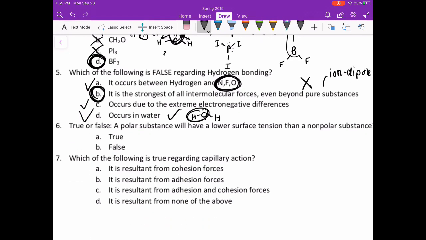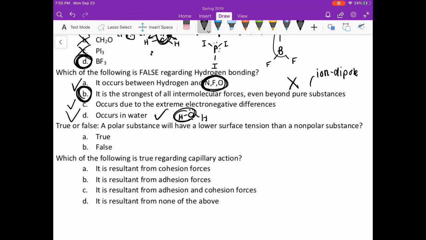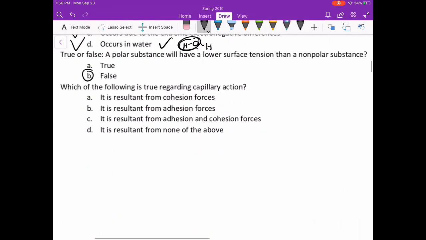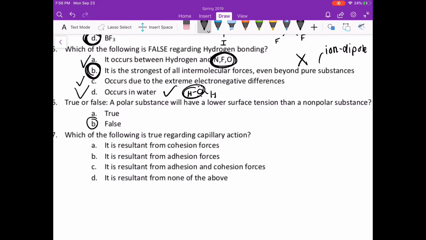But 6, a polar substance will have a lower surface tension than a non-polar substance. That's going to be false. Essentially, if I have polar substances, I'm going to have stronger intermolecular forces, right? And stronger intermolecular forces are going to allow those surface molecules to exert a stronger force on each other and hold each other tightly, right? So in holding each other tightly, you form a tight layer above the surface. So I'm writing out here, increased intermolecular forces equals increased surface tension.